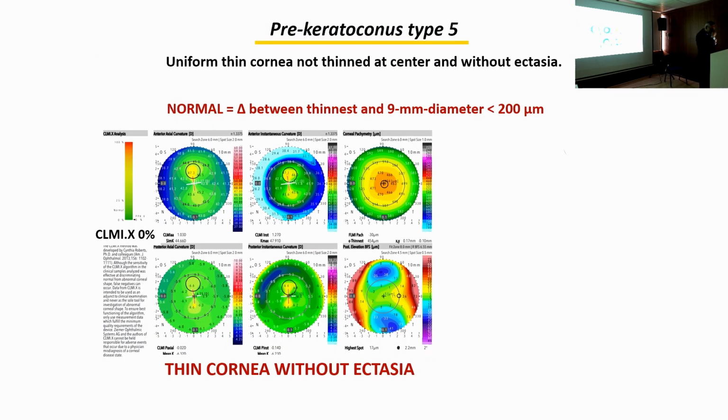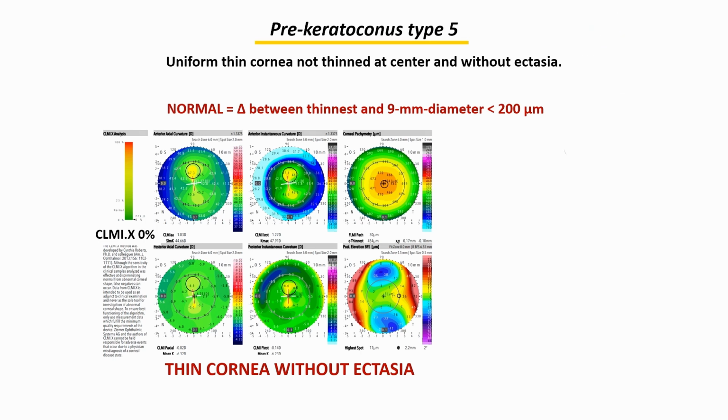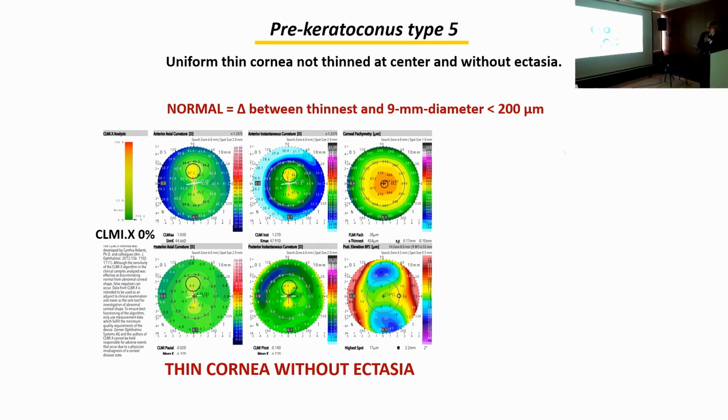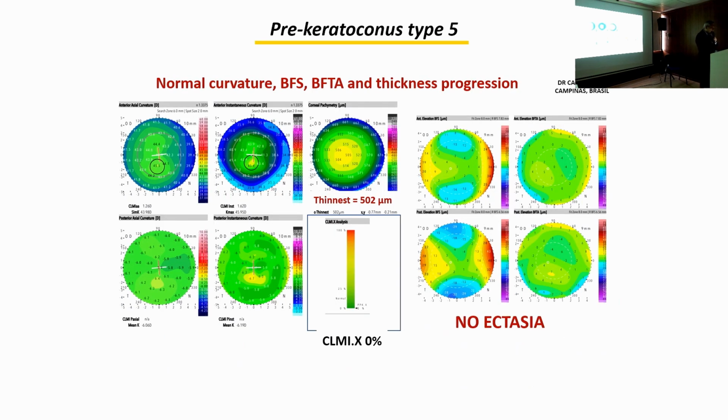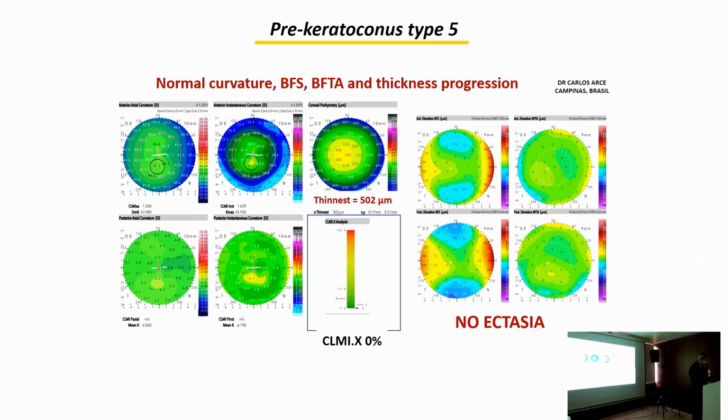So we have cases like this. We have a cornea, okay, with this thin cornea without ectasia. You can see that the progression is less than 200 microns, despite this cornea has 454, and there is no ectasia here, no lump, and the maps of curvature are even orange. Okay, there is a peripheral flattening, but there is a thin cornea without ectasia. Another case without ectasia with 502.